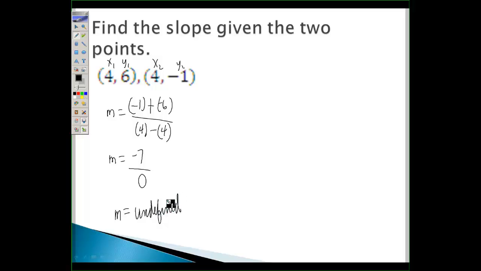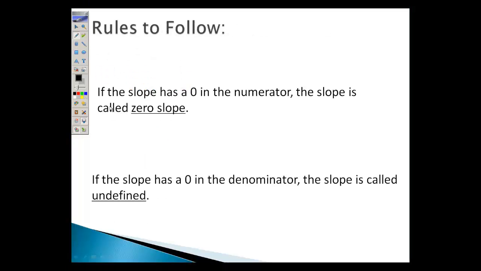Okay, so if you get 0 in the denominator, you have an undefined slope. If you get 0 in the numerator, or on top, you have a 0 slope. And that's what I want to talk about right now. If 0 is in the numerator, when you do your change in y, if you get a 0 on top, it's a 0 slope. If the slope has a 0 on the bottom, if the change in x has a 0, the slope is undefined.